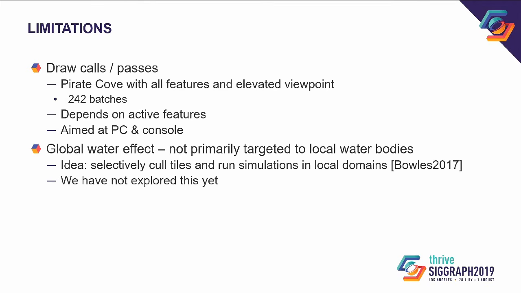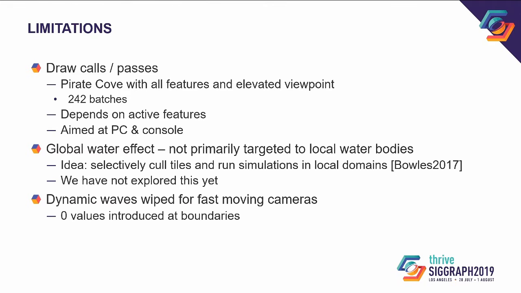Our second limitation is that our cascades cover a large area in the world and follow the viewer around. This is a natural fit for big expanses of water, but less suitable for local water bodies like lakes. We think it would be possible to only run the updates specific to the local areas where they're needed. And we also propose some solutions to cull the meshing where it's not needed in our 2017 talk, but we haven't pursued this direction further, so we don't know how viable it is.